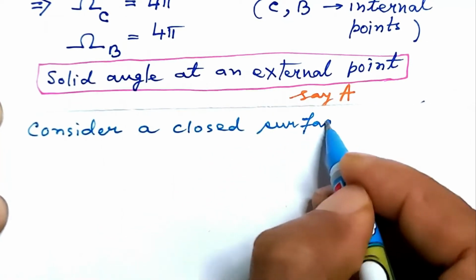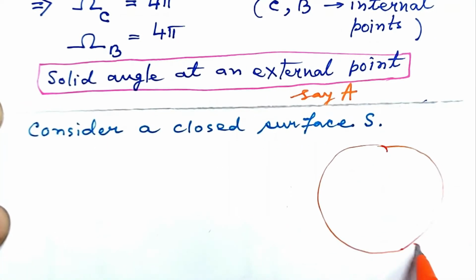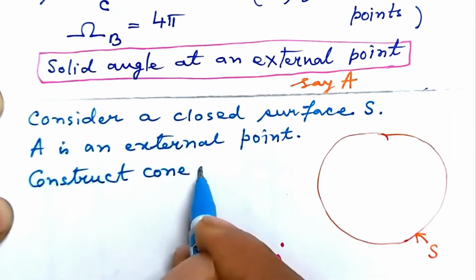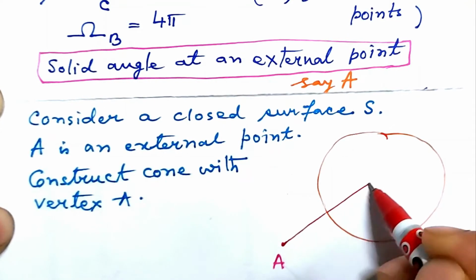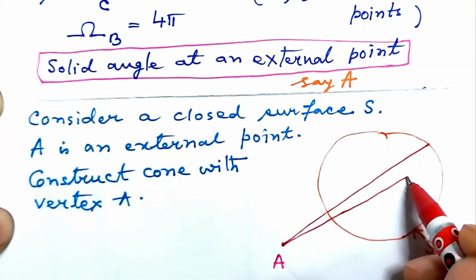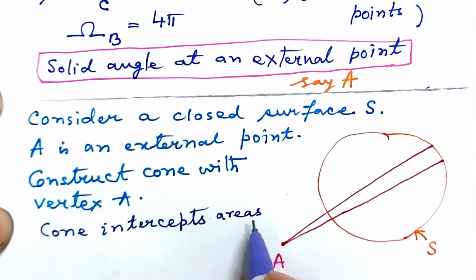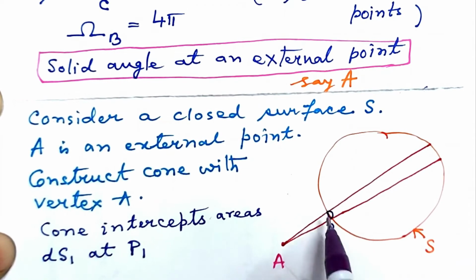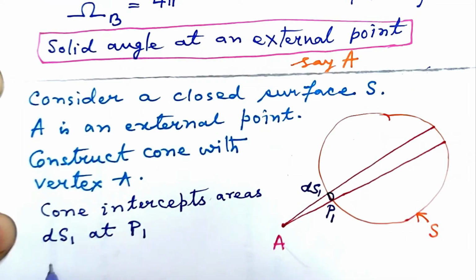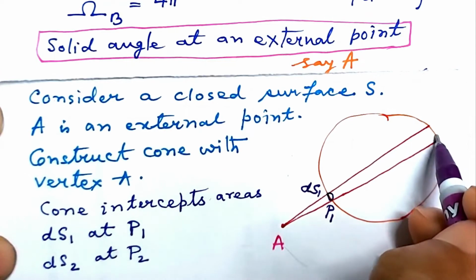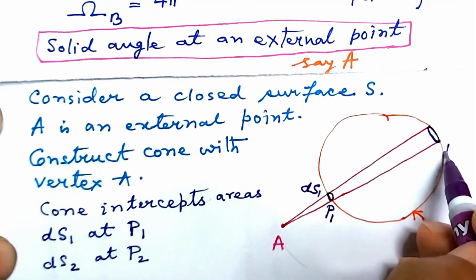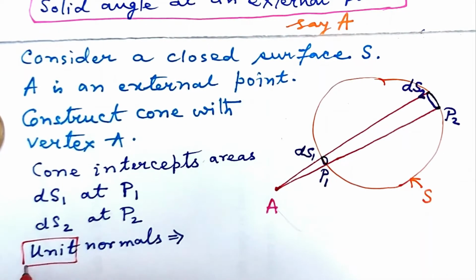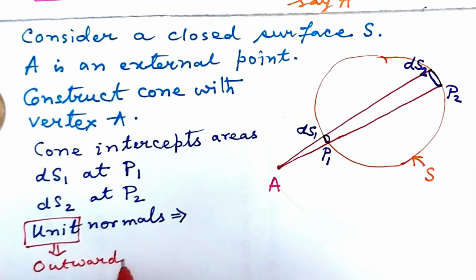Consider a closed surface S. Construct a sphere, call it S. A is an external point. Construct a cone with vertex A. The cone intercepts area ds1 at P1. This surface element is here at P1, and call it ds1. Then ds2 at P2. This surface element is at P2. Call it ds2. Unit normals are outward unit normals, as is the convention.